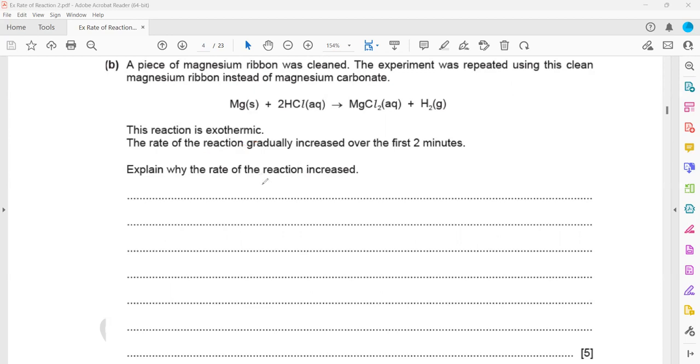Why does the rate of reaction increase? A 5-mark question. When you check the answer, it is not that difficult. First thing, temperature increases since the reaction is exothermic. That is 1 mark. Then the second mark: particles have more energy. Particles will move faster. They will collide often.